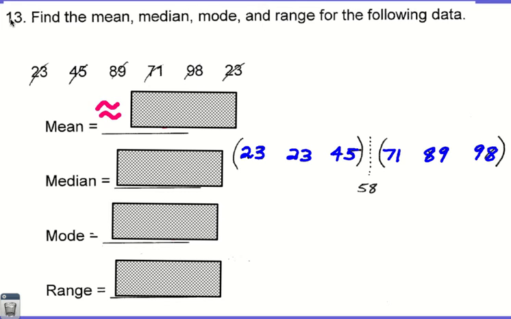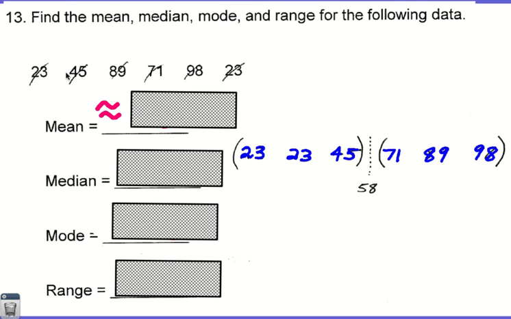Find the mean, median, mode, and range for these 6 numbers: 23, 45, 89, 71, 98, 23. So you're going to have to know going into the test what all these words mean. The mean is the same as average.